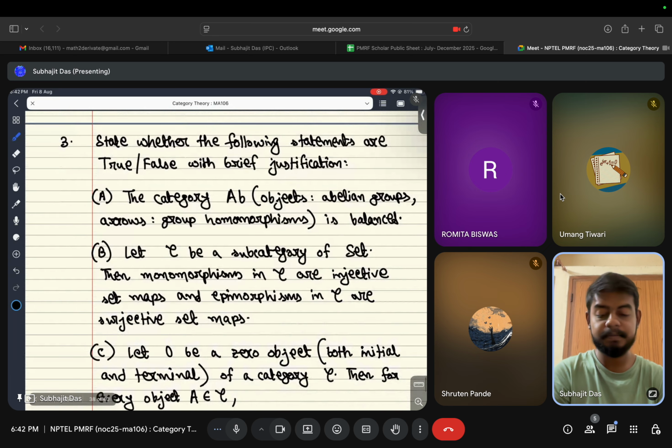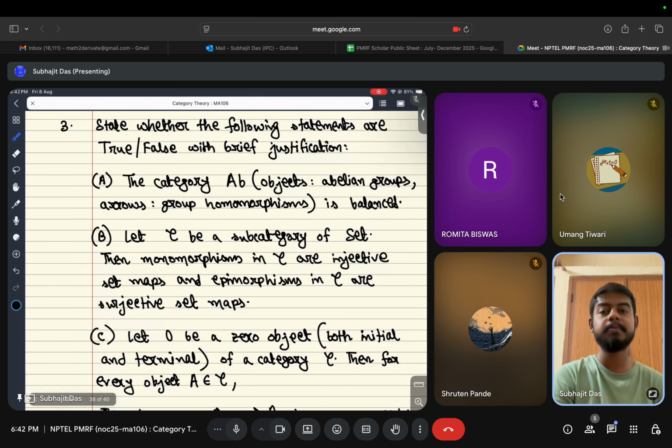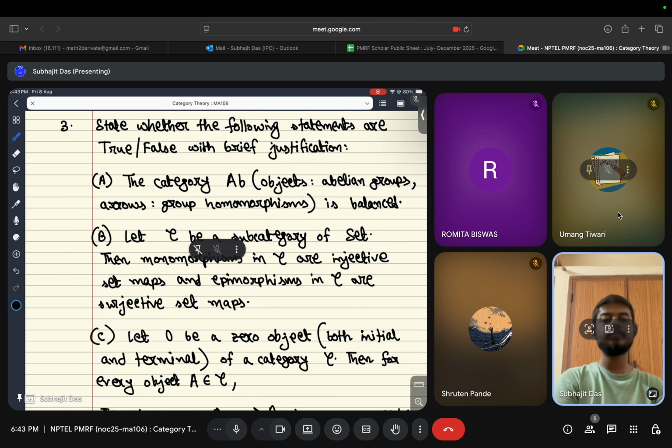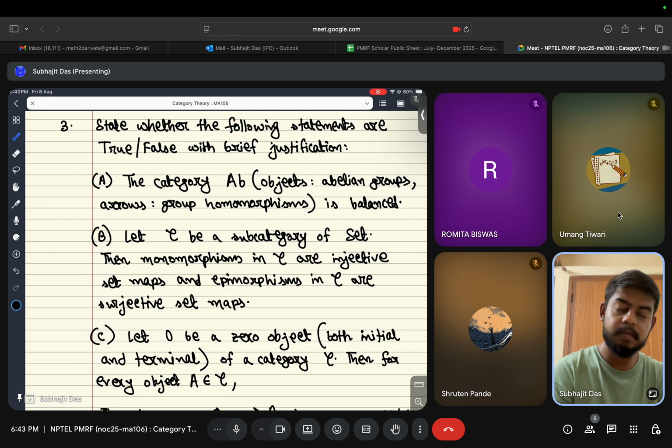So we'll come to that later. But for now, let's focus on the rest of the problems. State whether the following statements are true or false with brief justification. Statement A says that the category AB, whose objects are abelian groups and whose arrows are group homomorphisms, is a balanced category. What do you think? Is this true or false? Is AB balanced or not?